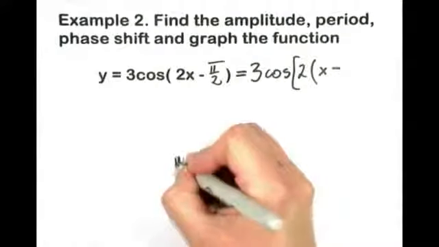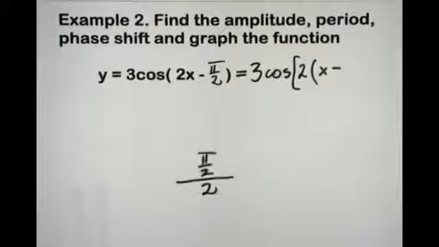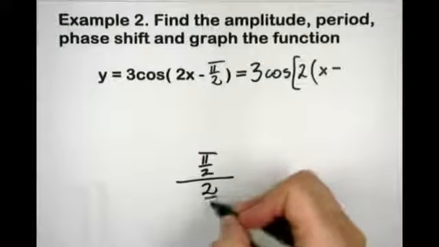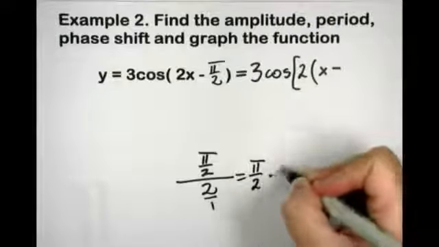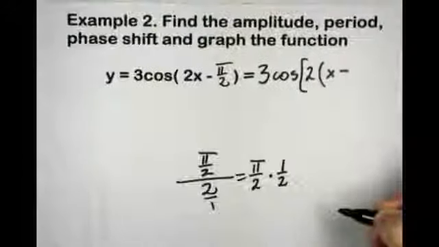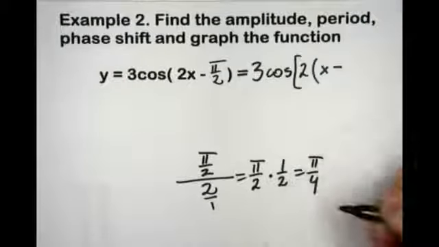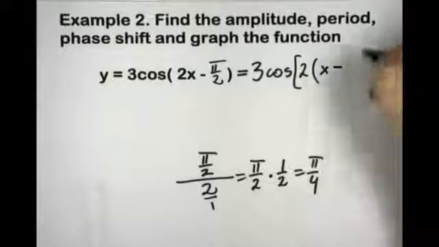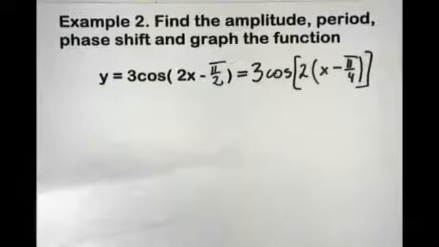So I have pi over 2 divided by 2. Pi over 2 divided by 2 is like dividing by 2 over 1, which means I need to flip it over. Pi over 2 times 1/2. So in that case, I'm getting pi over 4, and that's it.